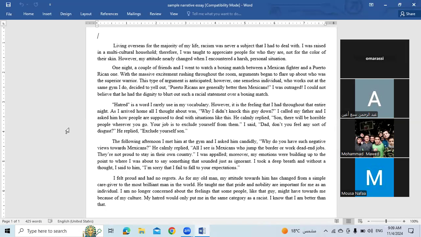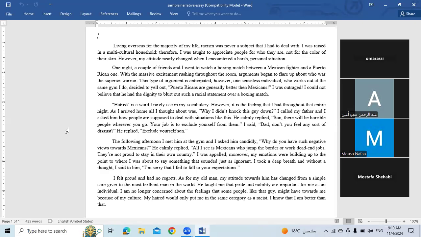The evidence that the writer or the narrator was convinced about his father's advice: exclude yourself, son. Okay, and where is it shown? What's the evidence that the son accepted the father's advice from the final paragraph? Musa, from the final paragraph. He said to him, "I'm sorry that I failed to fall to your expectation." Okay, how can you tell from the final paragraph that the son was thankful or grateful to follow his father's advice, not to go into an argument or fight with that racist?